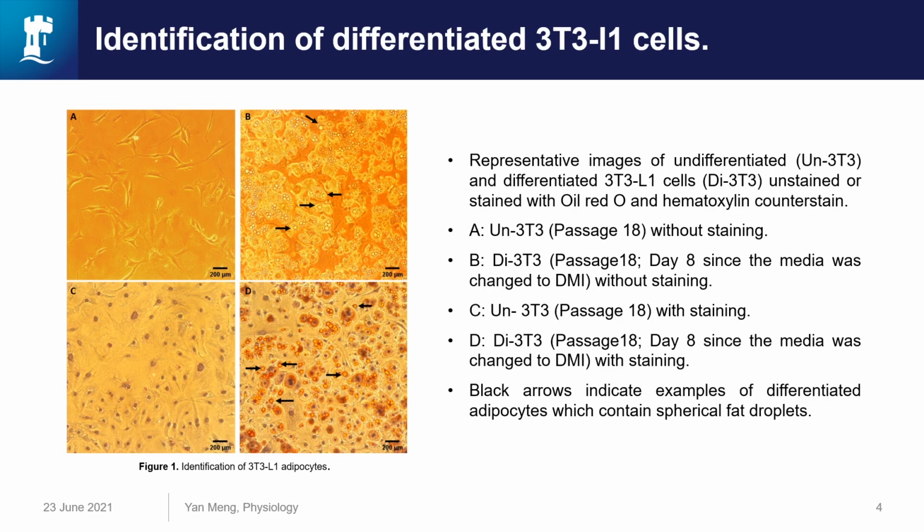Figure 1 displays typical pictures of undifferentiated and differentiated 3T3-L1 cells stained with oil red O and hematoxylin counterstain. The accumulation of lipid droplets characterizes the differentiation of 3T3-L1 cells to adipocytes, which can be seen in certain cells with or without staining. As fat accumulates, the cells become less flat and more rounded. Mature adipocytes are fully differentiated and contain a single coalesced fat droplet.